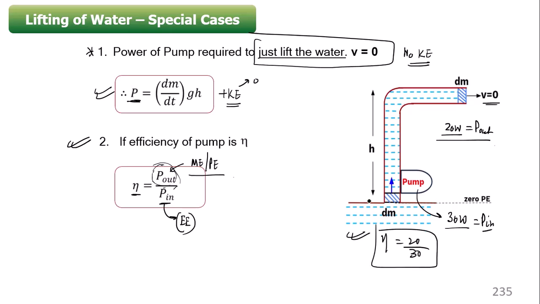Or in the other way, once you calculate this number, if the efficiency value is given, you can calculate how much input power is required for the pump itself. So both ways the question can be asked. Either you have to calculate the input power or you have to calculate the output power.